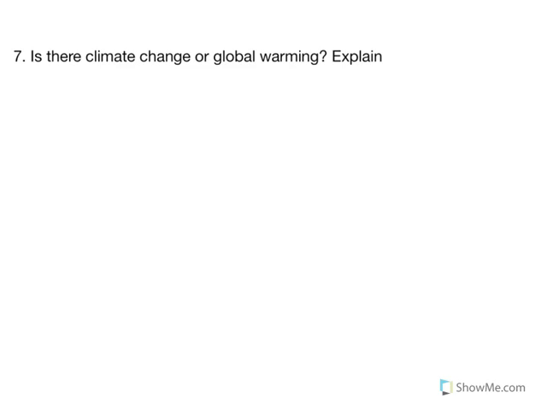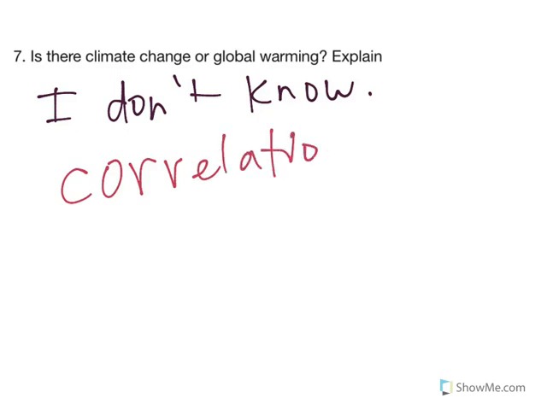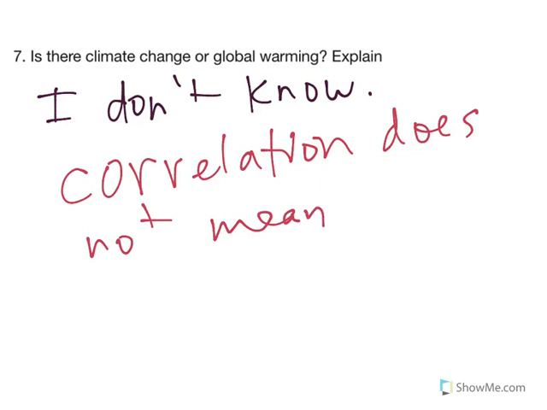Now, number 7, we could talk about this for 75 years, right? Is there climate change or global warming, and explain? You know what? Here's my answer. I don't know. And from this graph, correlation does not mean, or you could use predict, causation.